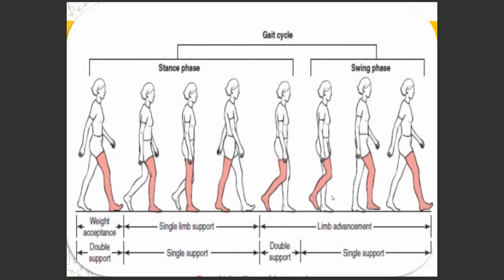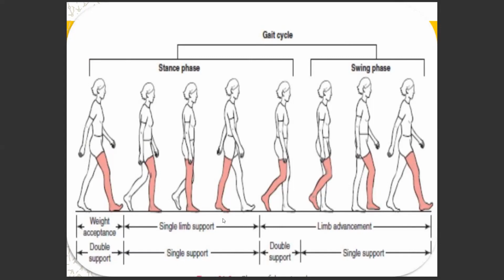While in the swing phase, just after the toe off, there is the early swing. This is the mid swing, and this is then the late swing. The acceleration, mid swing, and deceleration are the initial swing, mid swing, and the late swing.